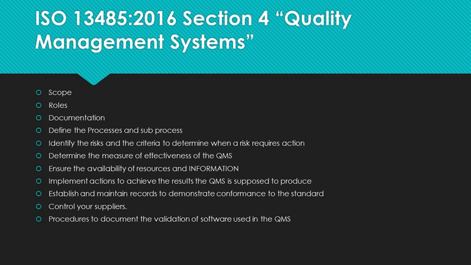You need to ensure the availability of resources and information. Now, we will cover this in more detail in Section 6 of the standard, but it is a requirement of the QMS. You need to implement actions to achieve the results the QMS is supposed to produce. If the QMS is not performing, you must act to fix it. You must establish and maintain records to demonstrate conformance to the ISO 13485 standard. You must control your suppliers. You are responsible for what they make and its impact on the medical device. You should have written quality agreements with your suppliers. Responsibility for risk cannot be passed back to the supplier for ISO 13485.